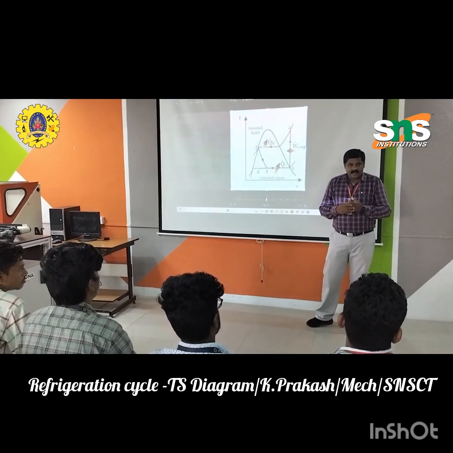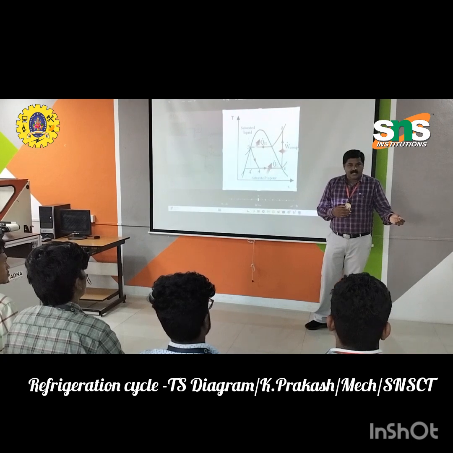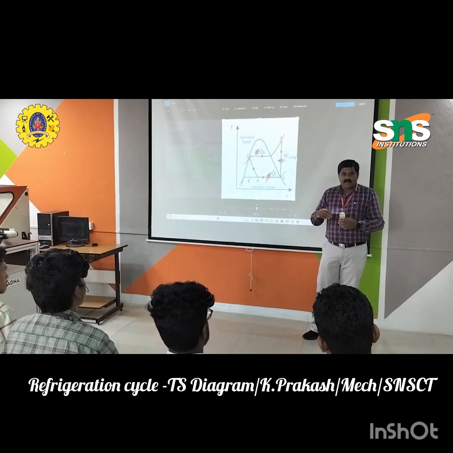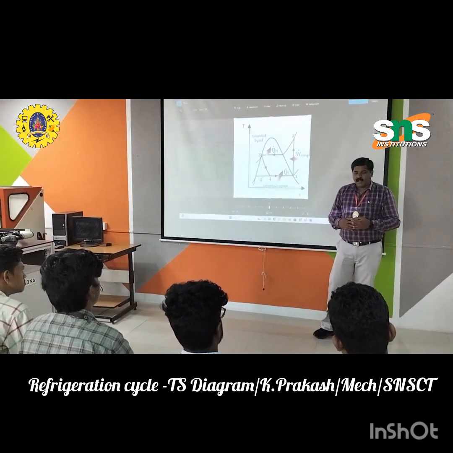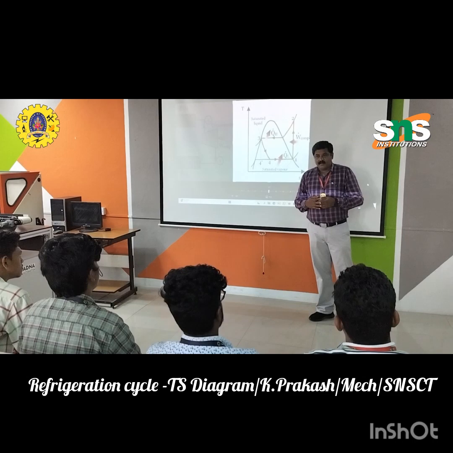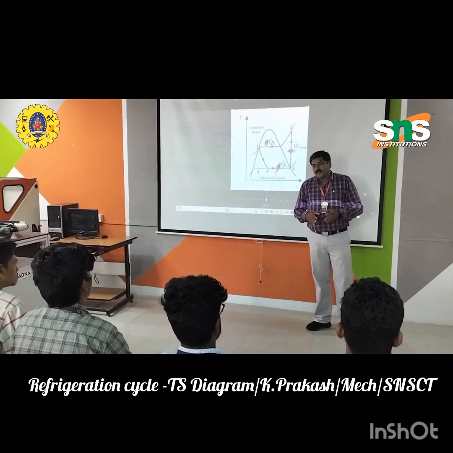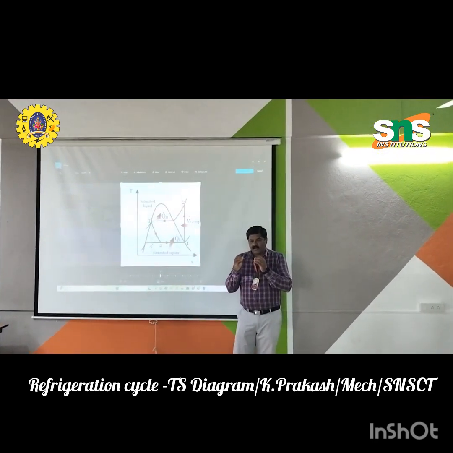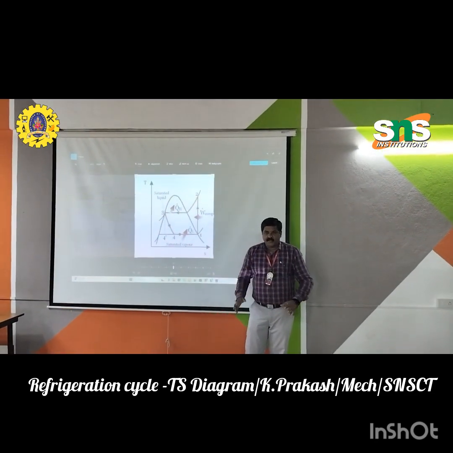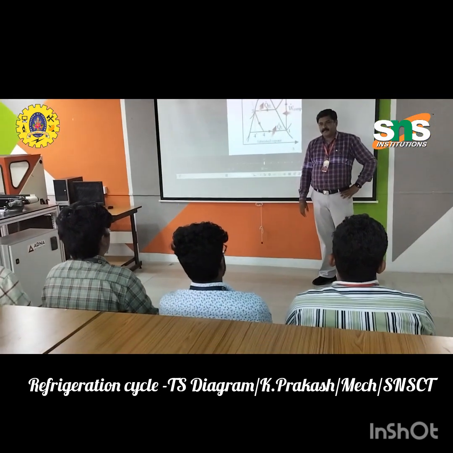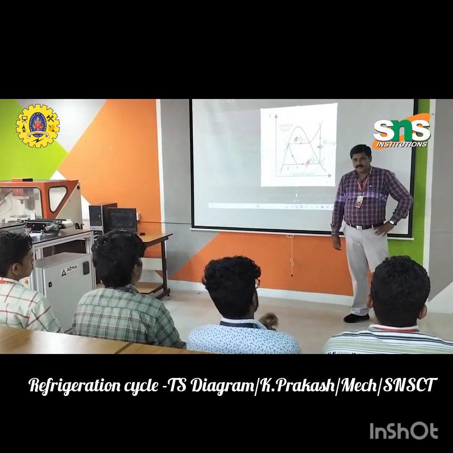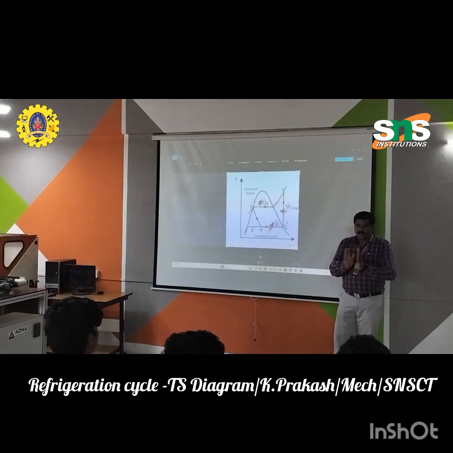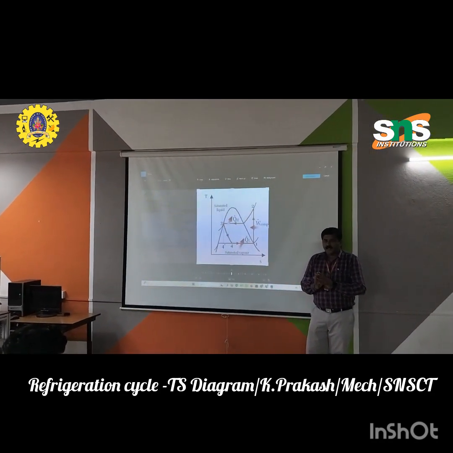Wet steam, dry steam. So when the liquid is heated, it is converted into wet steam, and when it is heated again it becomes dry steam. When it is continuously heated, it becomes superheated steam. Now, what is the difference between dry steam and wet steam? Very good. In dry steam there is no moisture content, there are no liquid particles. That is called dry steam.